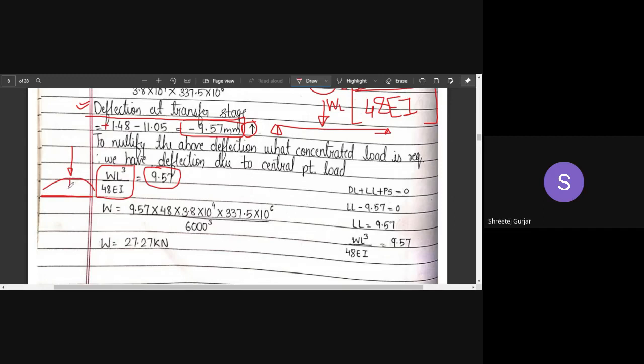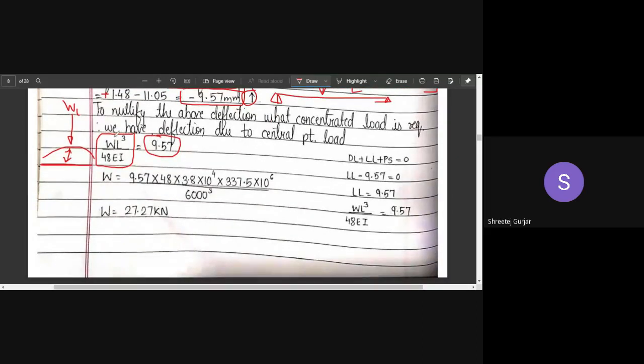So how much you have to nullify? You have to nullify 9.57. We have written the opposite sign, whatever is given over here as minus, so you have to write the opposite, that is plus 9.57. Now try to find out W. W is equal to 48 EI divided by L cube. Simplifying this in our calculator, you will get WL equal to 27.27 kilonewton.